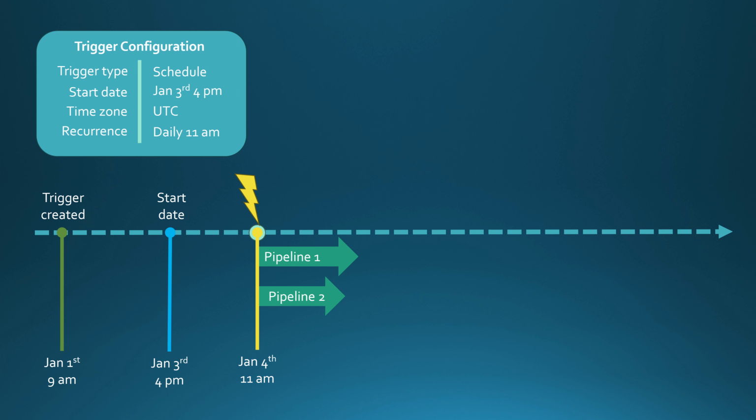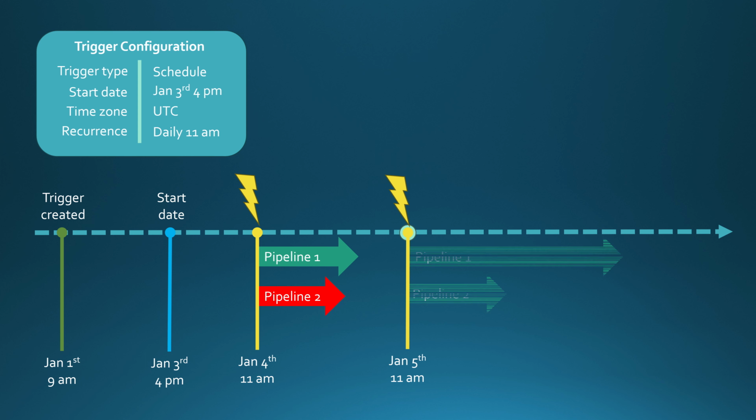But our pipeline 2 fails, but nothing happens and it will stay in the failed state because in this trigger we don't have any policies to say to try to run that pipeline again if it fails. So we move forward. Then our second execution will happen on January 5th at 11 a.m. and again two pipelines, pipeline 1 and 2, are being executed.